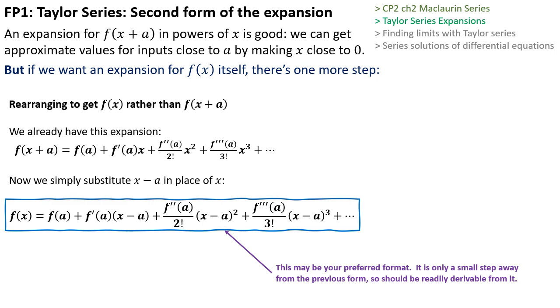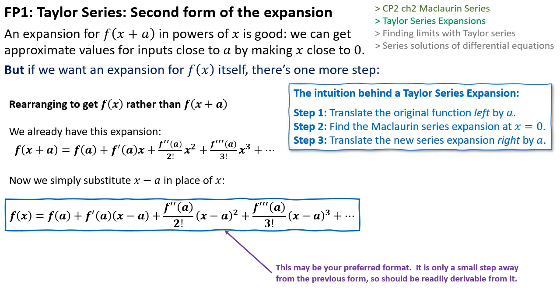So if you can use the formula book to help you remember the first form of the expansion, then you can use quick substitution to convert it into the second form, which gives us this slightly updated version of the intuition behind the Taylor series expansion. Step 1, shift the original function to the left by a. Of course, if a is a negative number, you can think of this the other way around, but essentially we're shifting the original function. We're finding the Maclaurin series expansion at the origin.